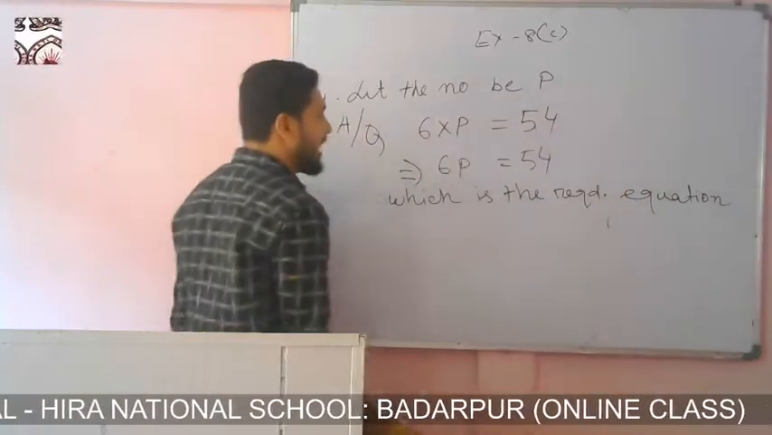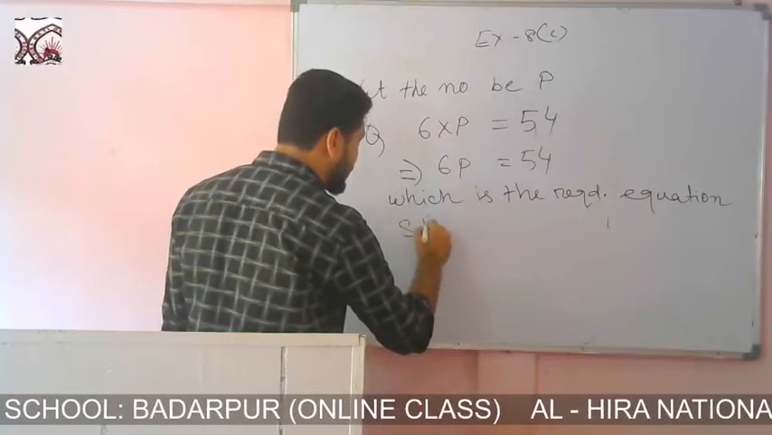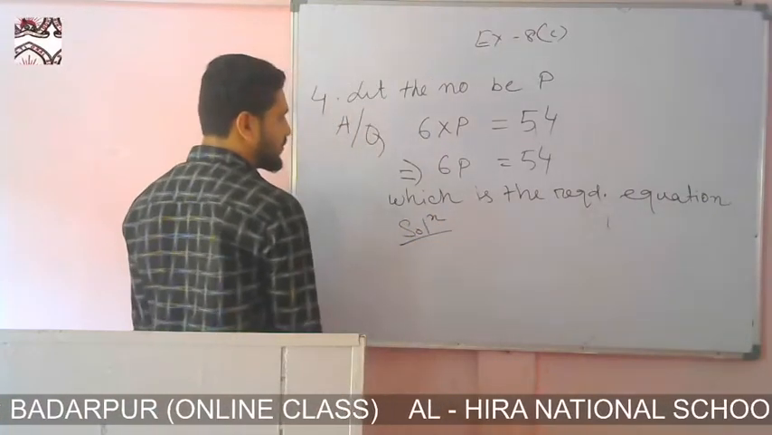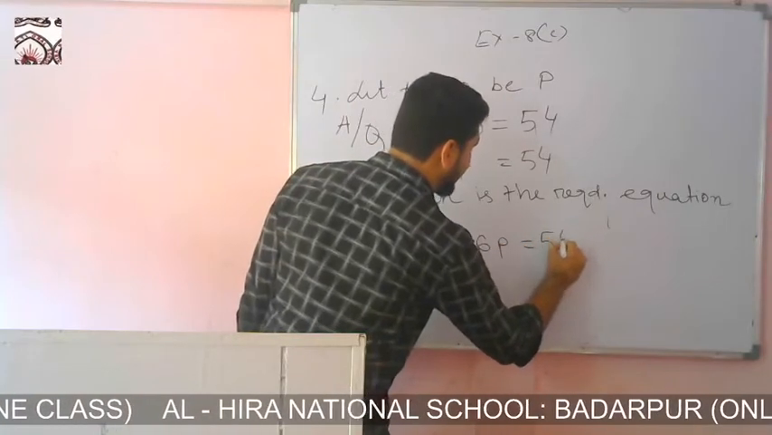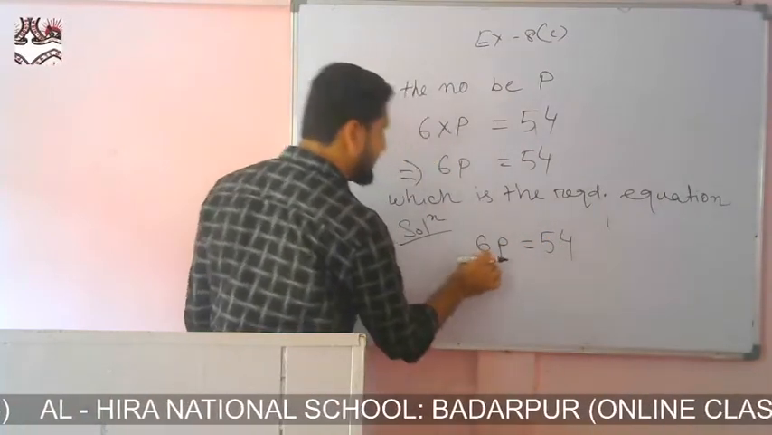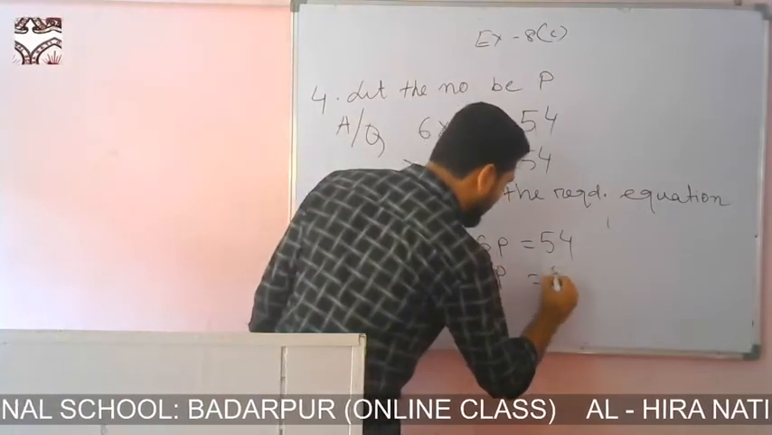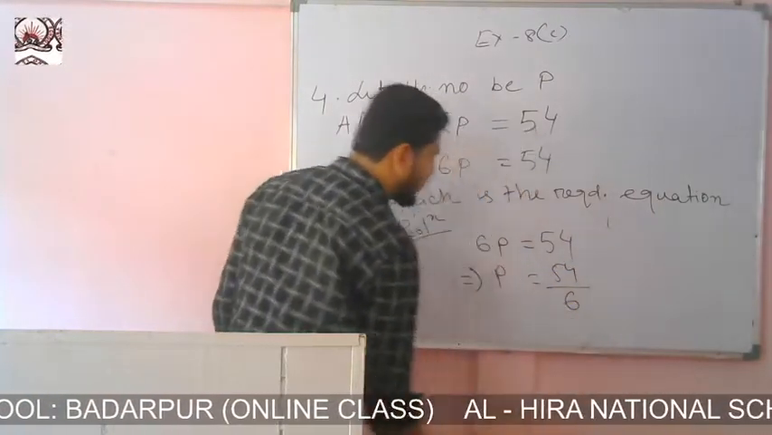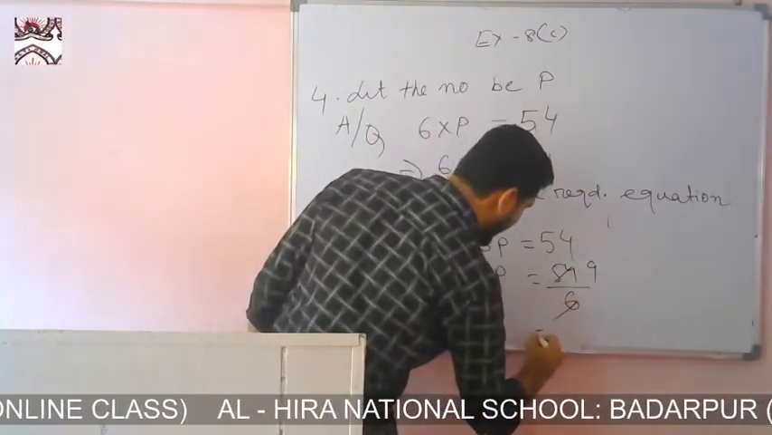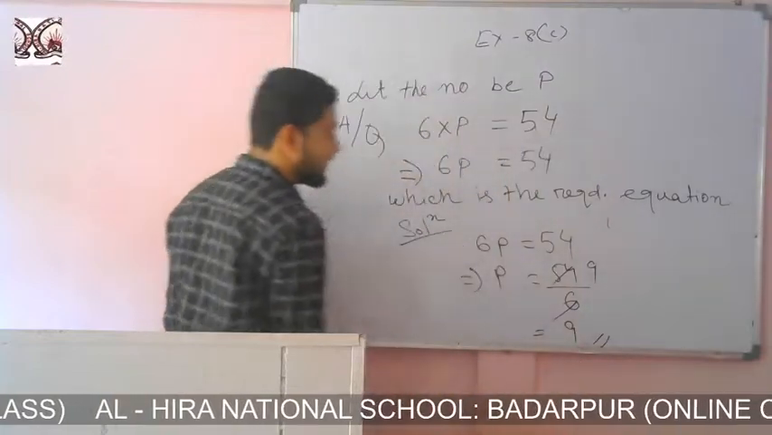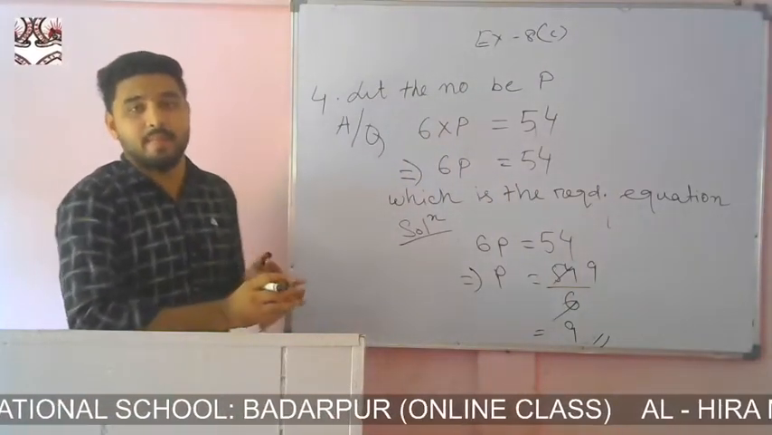Now we have to find the solution of the equation. So write solution, 6p equals 54. Then 6 and p are in a relation of multiplication. So if I keep p, then 6 will go by division to the right side. Then 6 nines are 54. So the answer is 9. Okay. Now come to question number 5.